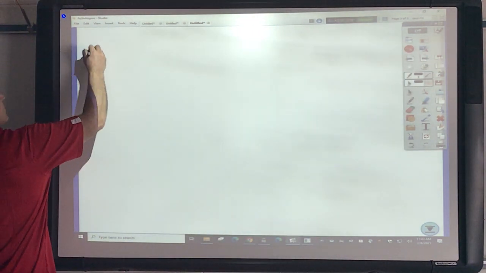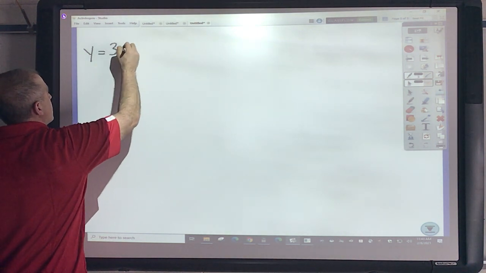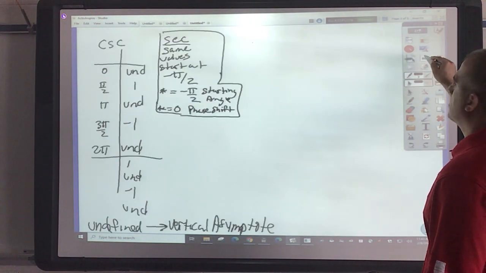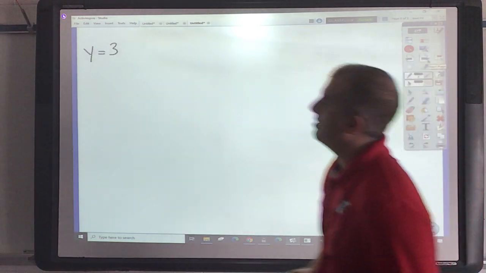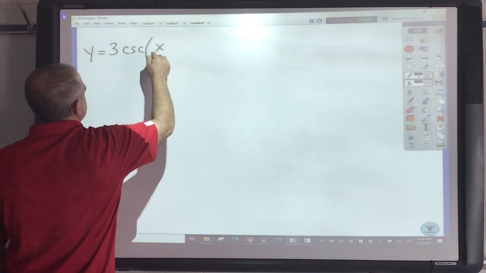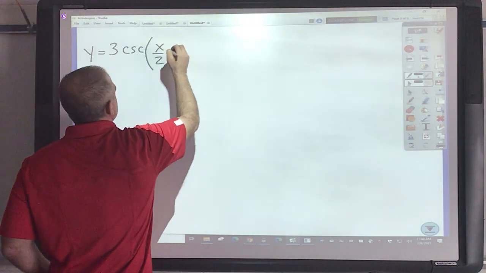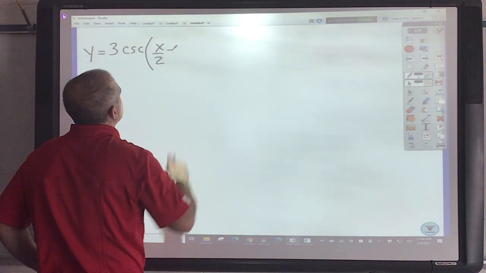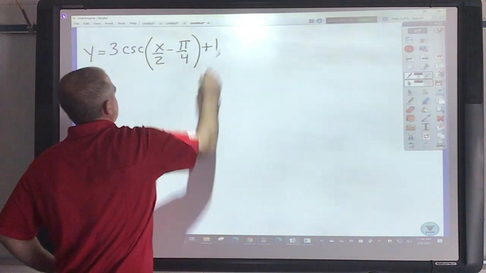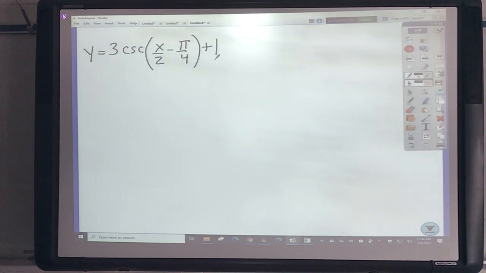All right, let's do another one. Let's do 3. Did I do 3 already? No, I did. Okay. Let's do 3 cosecant of x over 2 minus pi over 4 plus 1. Now this one we will do.